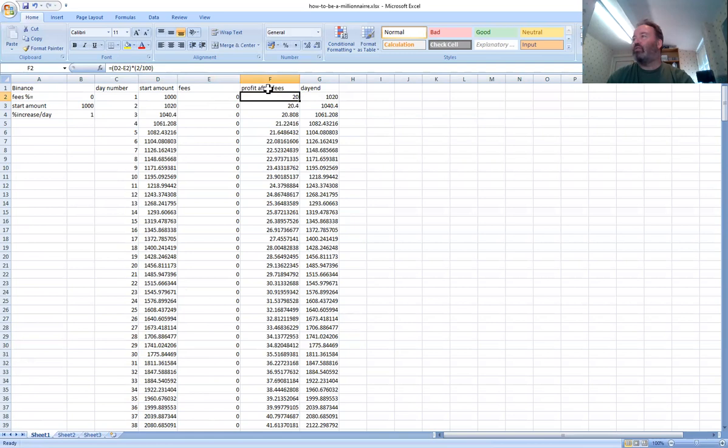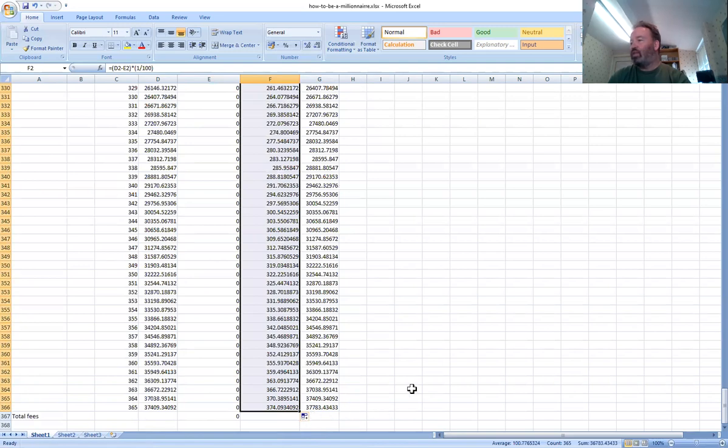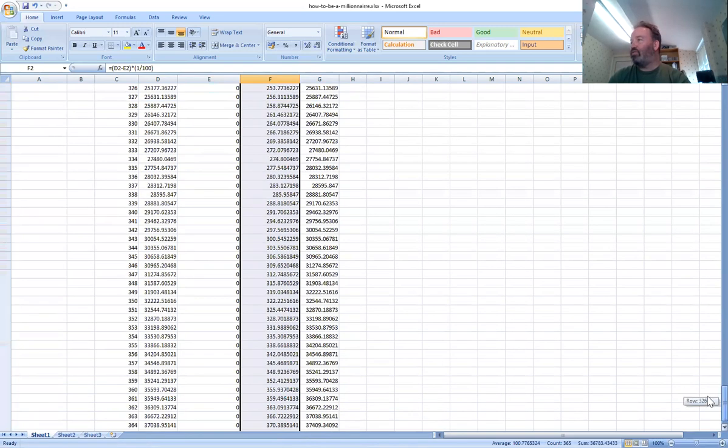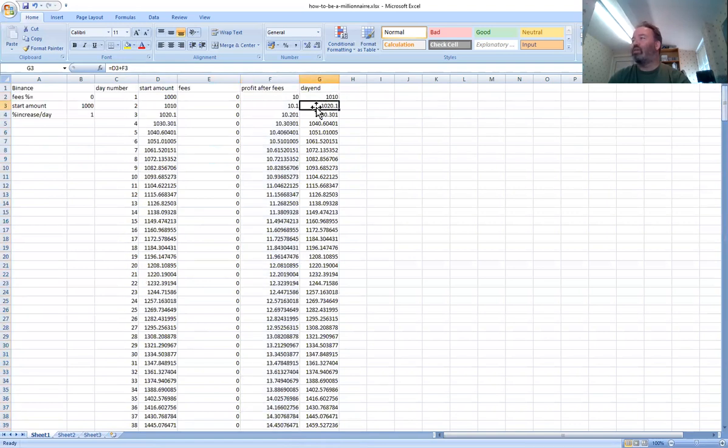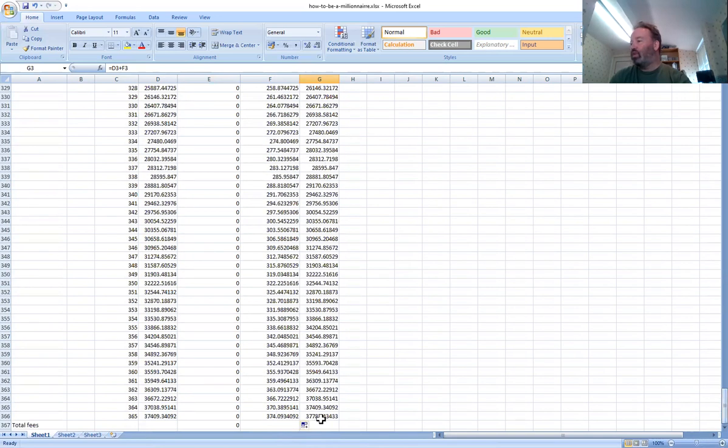So here, instead of 2%, we're going to go for 1%. Okay, and I take this formula down to the bottom. And you see how that makes a massive difference. Only making 1% profit per day, only 1%. So if you started with $1,000 and you went for a year just making 1% profit on your money, you would only get to just under $38,000.